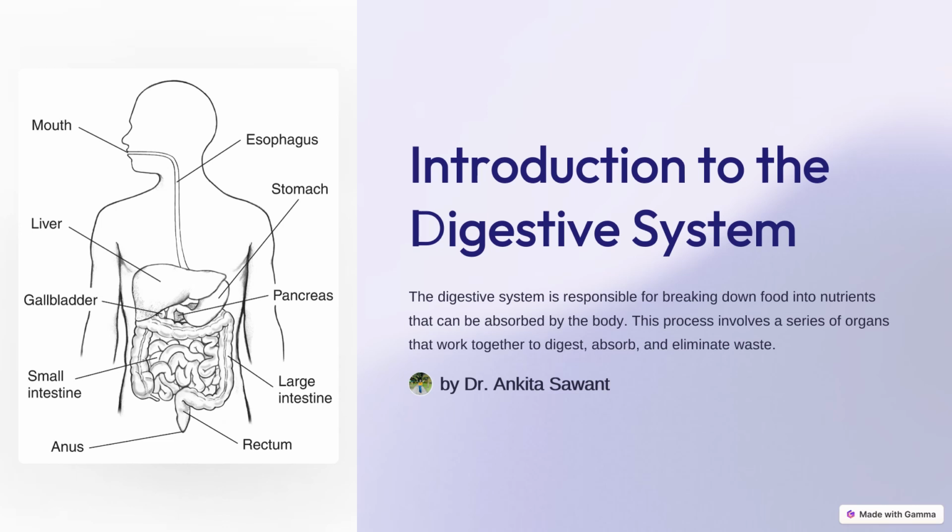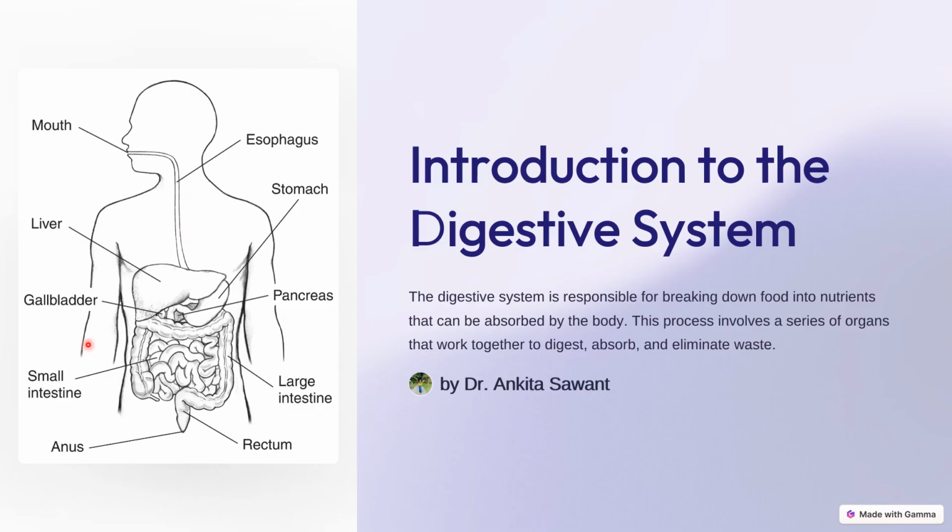I'm Dr. Ankita Sawant and today we are back with the topic of introduction to the digestive system. So basically, the digestive system is responsible for breaking down the food into nutrients that can be absorbed by the body. This process involves a series of organs that work together to digest, absorb and eliminate the waste.